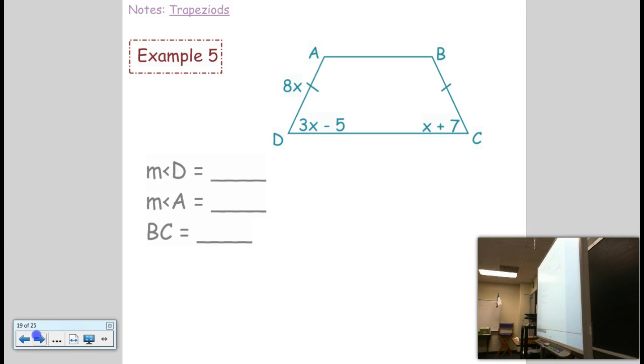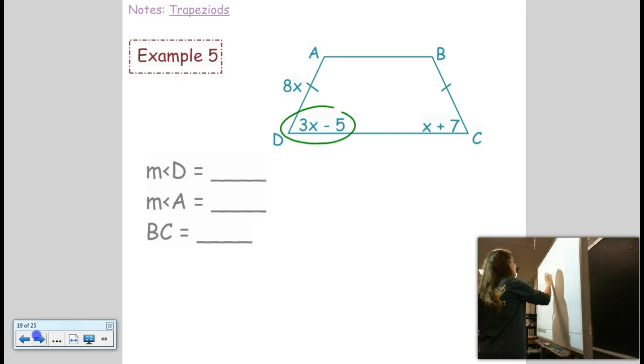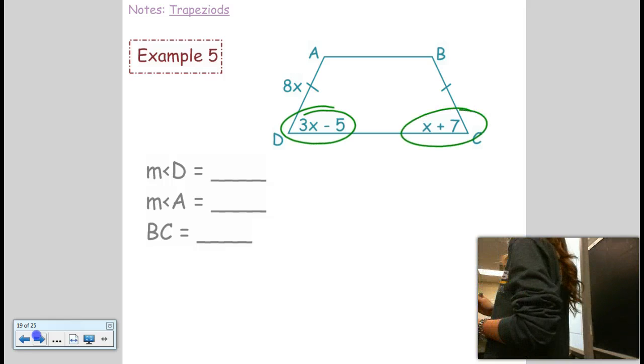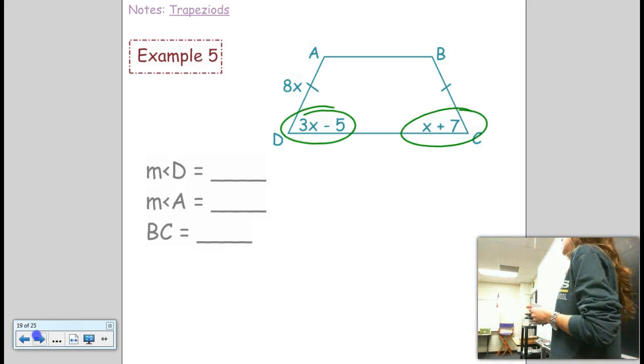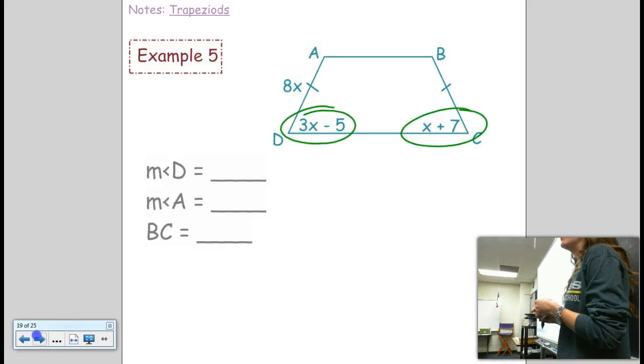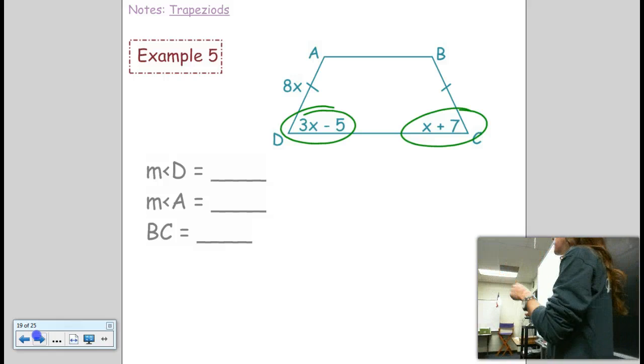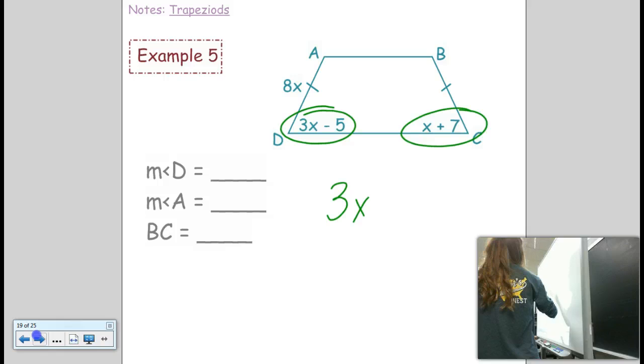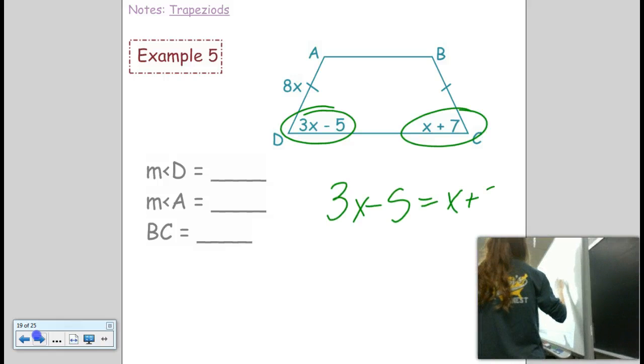Angle D and angle C. Ava, are those supplementary or are they congruent? Okay, so we're on example 5, and I'm wondering if this angle and this angle, do I set them equal or do I add them to equal 180? Set them equal, very good, because we're in an isosceles trapezoid and those are the base angles. So we will set those equal.